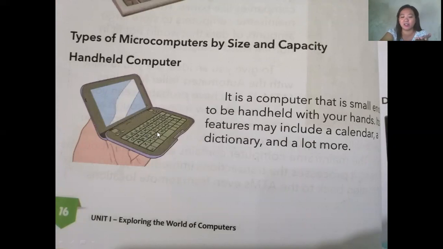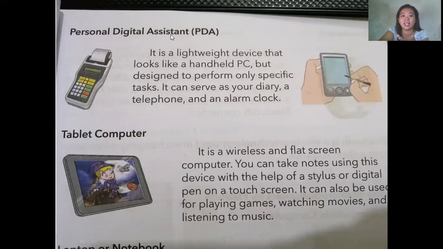I haven't seen this kind of computer. Next is the personal digital assistant, or PDA. It is a lightweight device that looks like a handheld PC, but is designed to perform only specific tasks. It can serve as your diary, a telephone, and an alarm clock. Next is the tablet computer. It is a wireless, flat-screen computer, and you can take notes using a stylus or digital pen on a touch screen. It can also be used for playing games, watching movies, and listening to music.